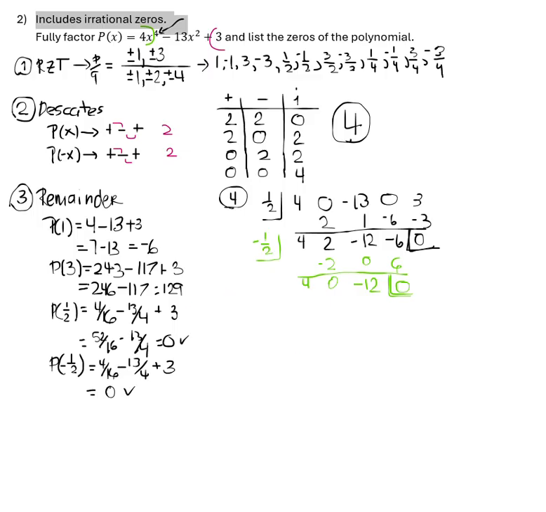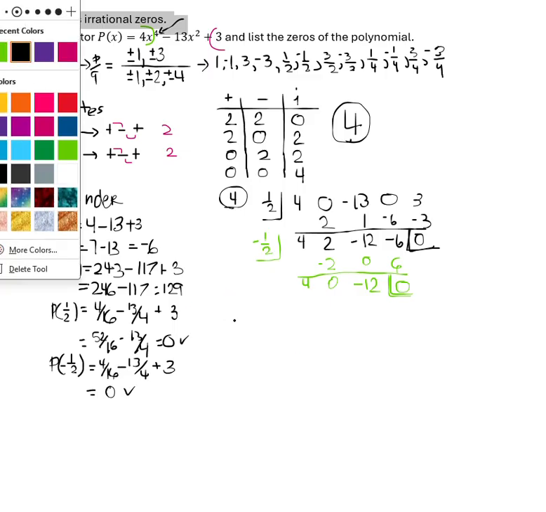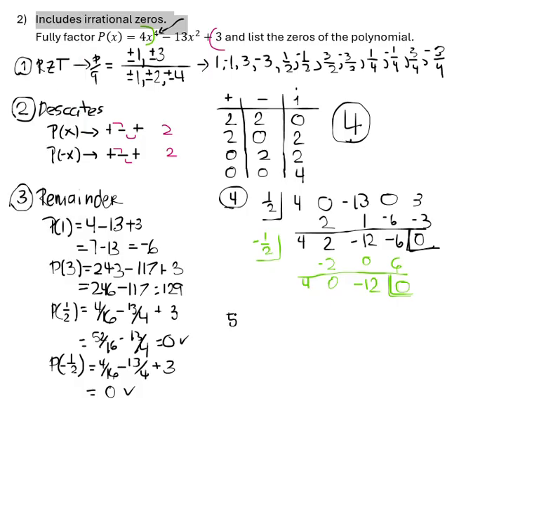Okay, so if I look at where I am for factors, at this point, I am at P of x. That looked like an R, but that's really a P. P of x is going to be the x plus 1/2, it's going to be the x minus 1/2, any way you want to write it. And then I've got a 4x squared minus 12.